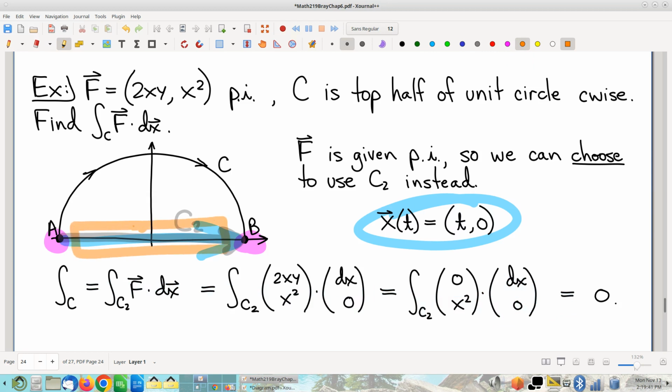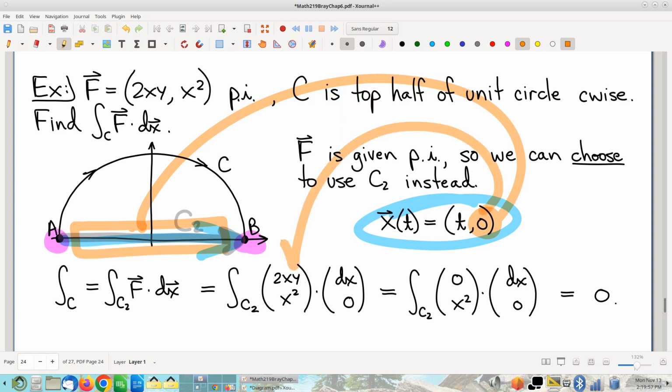Notice immediately, I don't even really need a parameterization, but it's just perfectly obvious from the picture that y is 0 on this whole blue curve. It's just along the x-axis. Y is always 0. And that means that I get a 0 here. Now, this is an easy observation. Next thing to observe, let's see here.